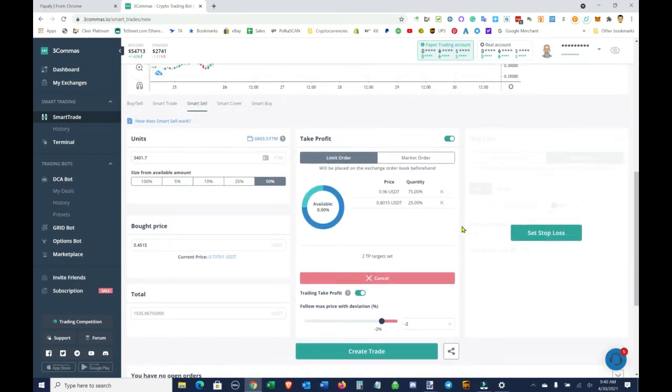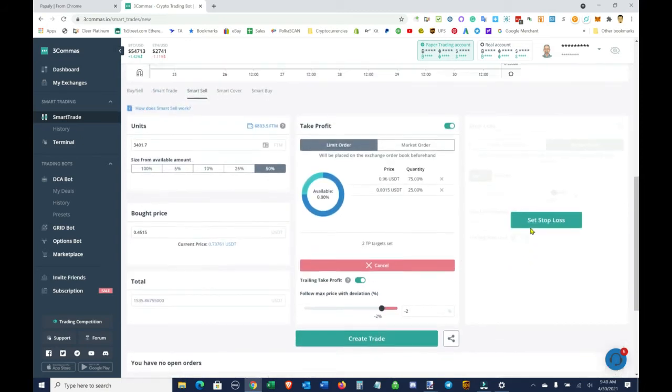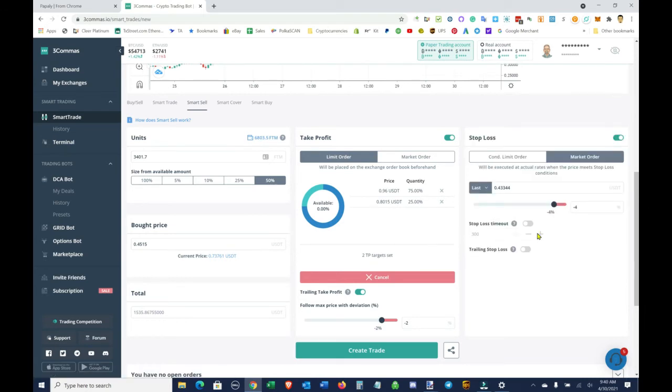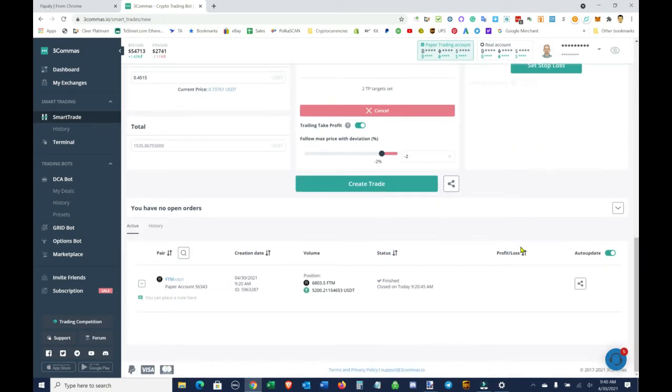So this is where I would say we could sit, take, and create the trade. The last thing on this first idea would be if you want to set a stop loss. In this case, I'm not going to. It's something I own, something I'm willing to own long term, so I'm not going to put a stop loss on it. So right here, I'm going to create the trade.